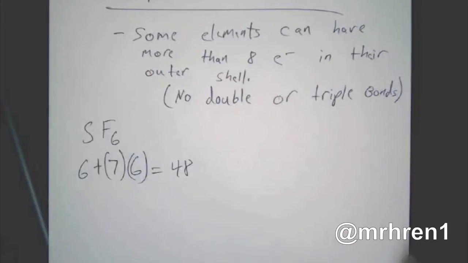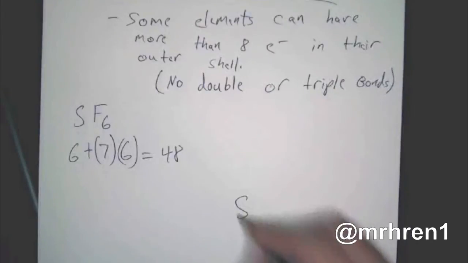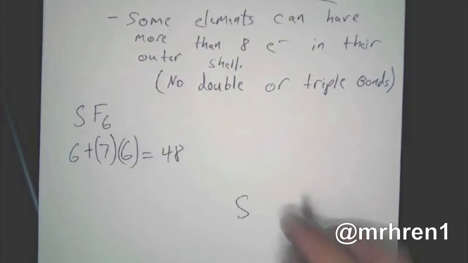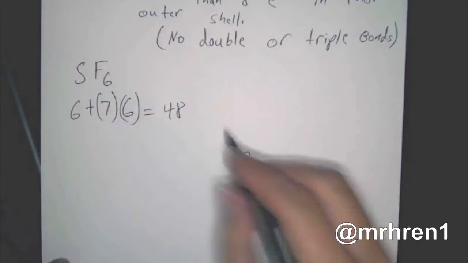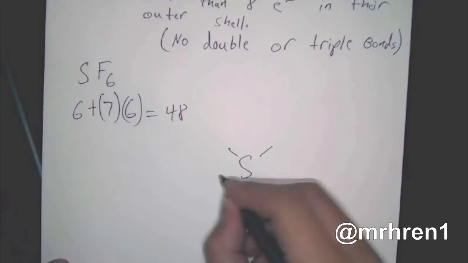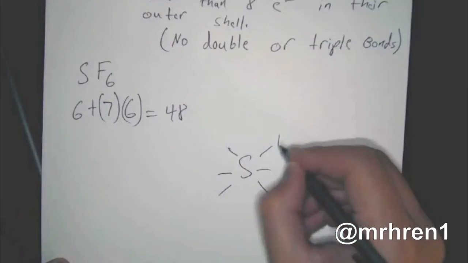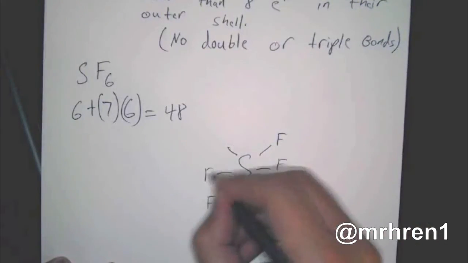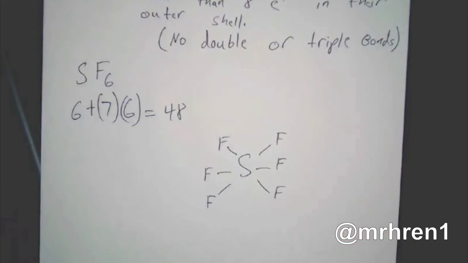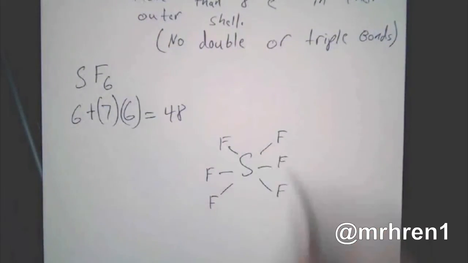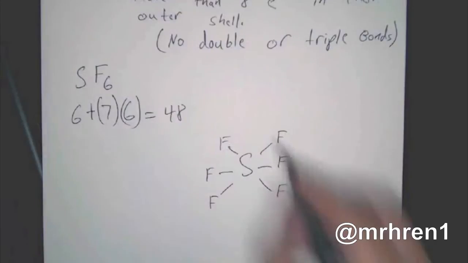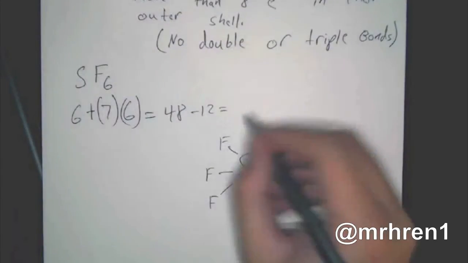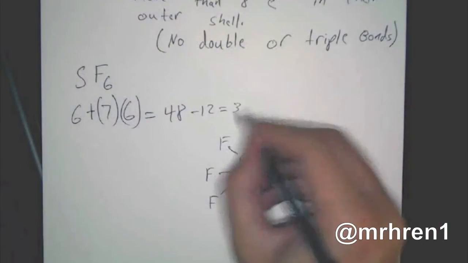Once you do this, what you're going to do next is draw out your skeleton structure. You put S in the middle. And then what we can do, we actually can bond all 6 fluorines to that S. Does that bring up questions for people? How many electrons did I just put in? 12. So you do 48 minus 12 equals 36.